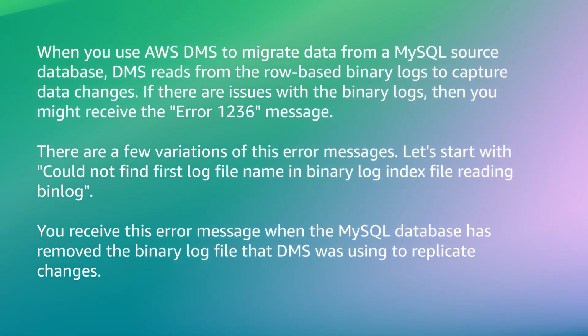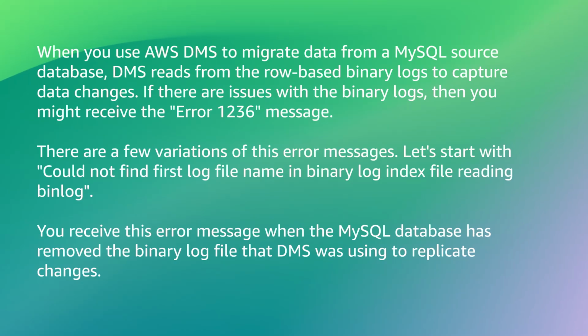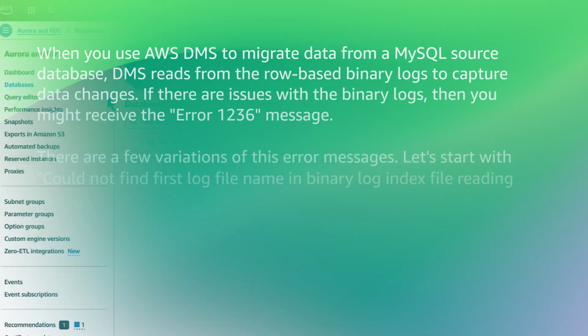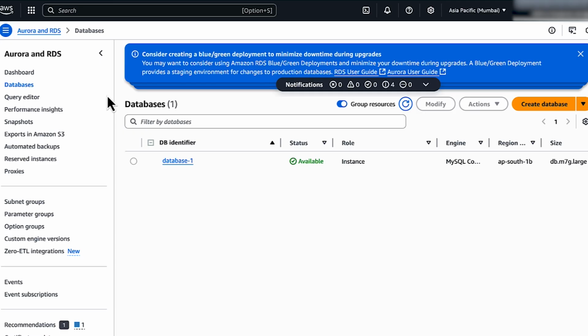There are a few variations of this error that can occur. Let's start with "Could not find first log file name in binary log index file reading Binlog." You receive this error message when the MySQL database has removed the binary log file that DMS was using to replicate changes. To resolve this issue, check the binary log retention period setting on the source database. If needed, increase the retention period. Then restart the DMS task to rerun the full load.